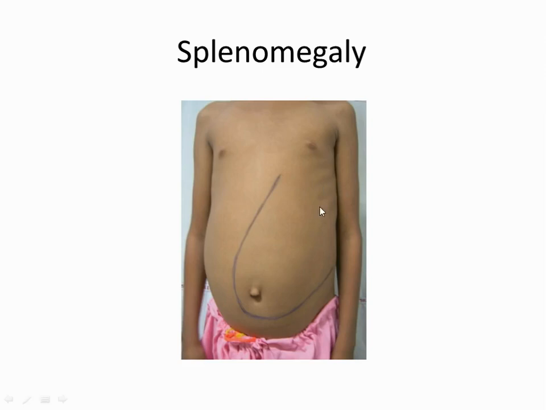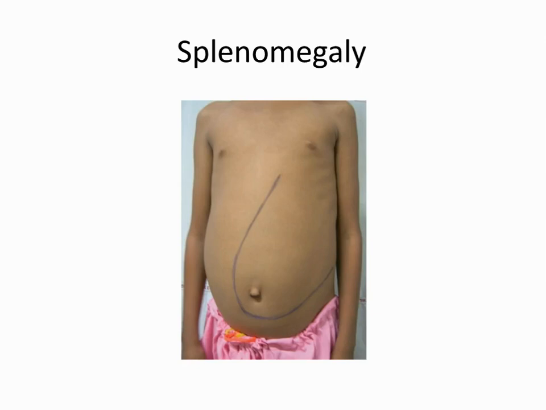As we said in the last lecture also, the enlarged spleen descends downwards towards the right iliac fossa, as we see in this picture. This is the spleen. This blue line outlines the spleen, which is a huge spleen, enlarged downwards towards the right iliac fossa. Why? Due to the phrenicocolic ligament.